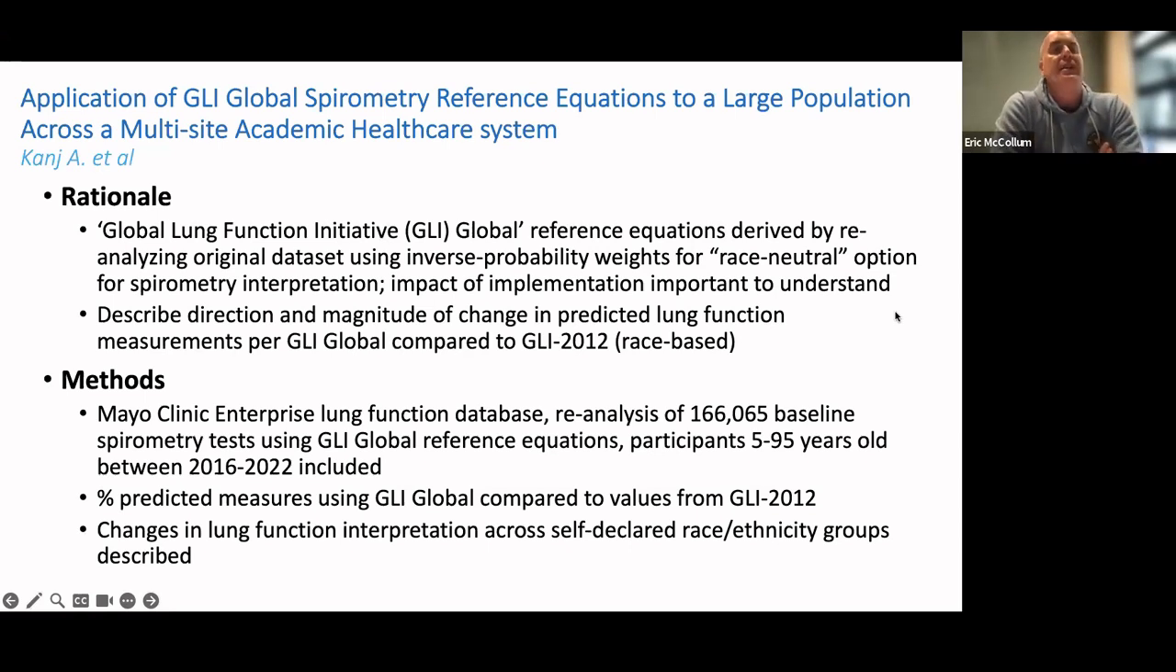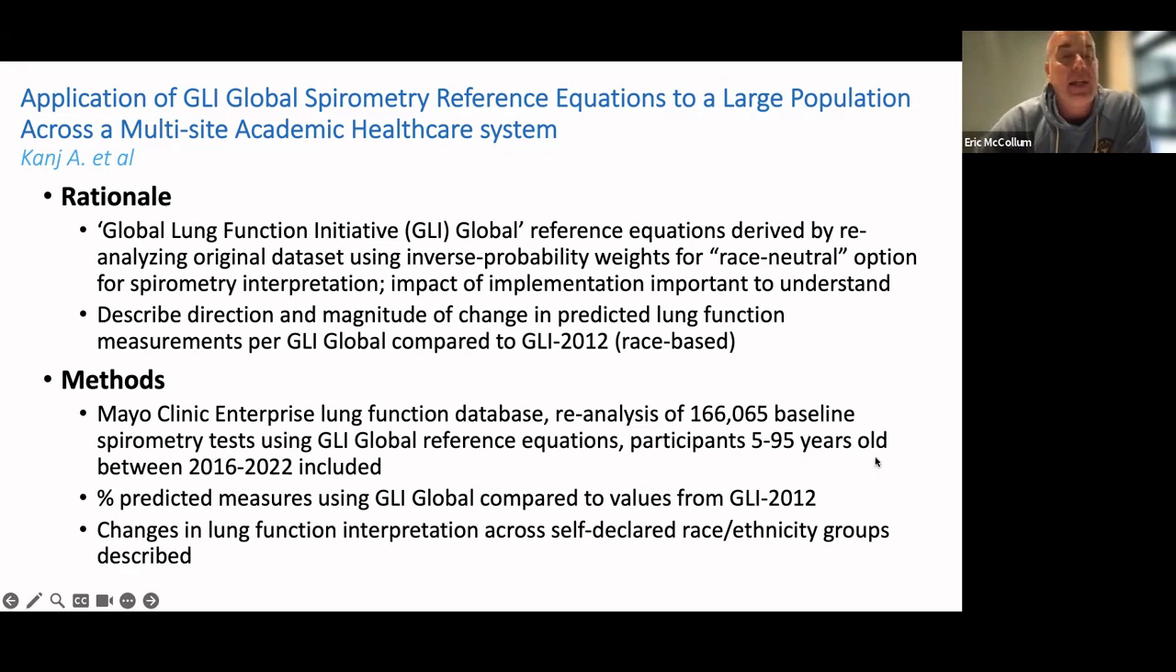So the title is Application of the GLI Global Spirometry Reference Equations to a Large Population across a multi-site academic healthcare system. So GLI Global Reference Equations were derived by reanalyzing an original data set using inverse probability weights for a race-neutral option for spirometry interpretation. But the impact of this change and the implementation of it is not yet well understood. So these authors sought to describe the direction and magnitude of change in predicted lung function measurements per GLI Global compared to the previous GLI 2012, which was race-based.